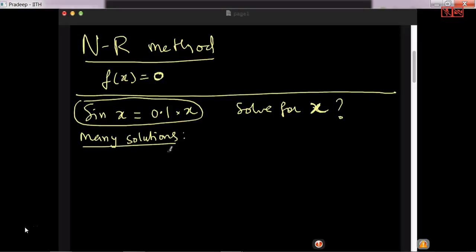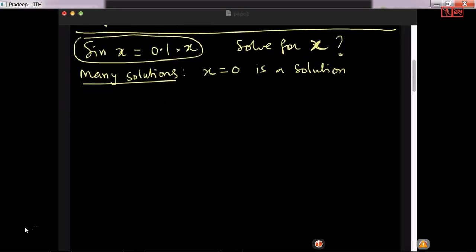So what are the main solutions? For example, x equal to 0. So sin 0 is 0 and 0.1 into 0 is 0. So it is a solution. But to understand this, we can also draw the graph of it, then we'll be able to get a better picture.